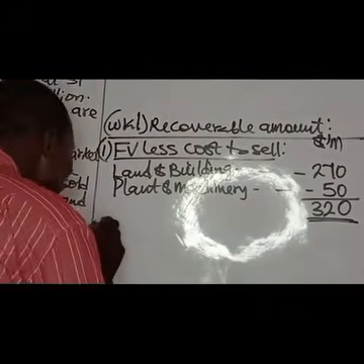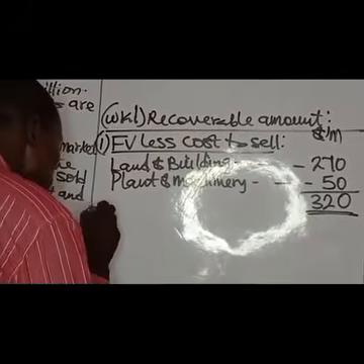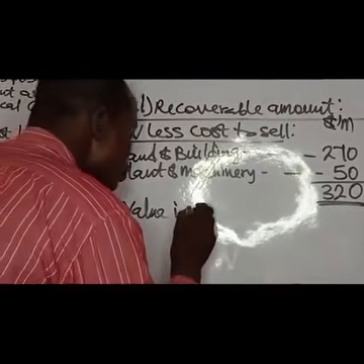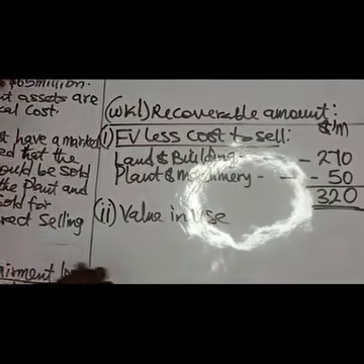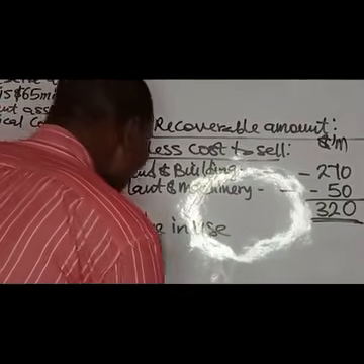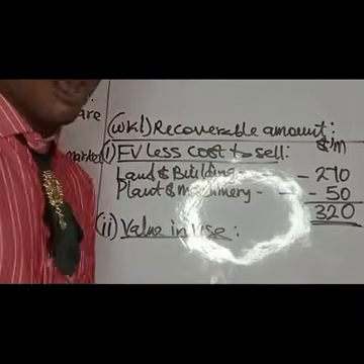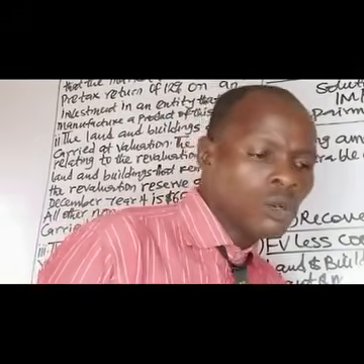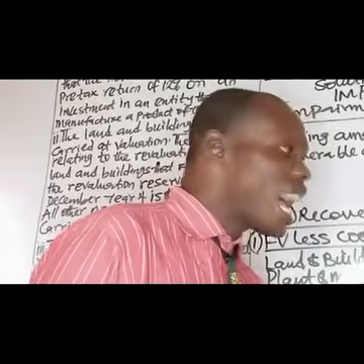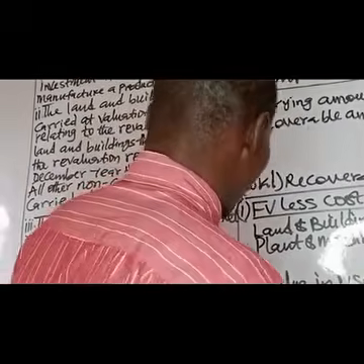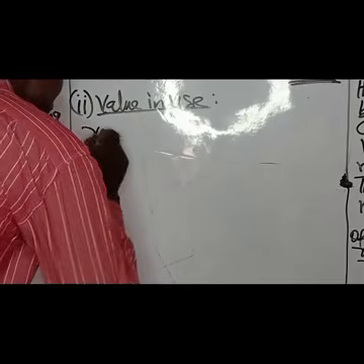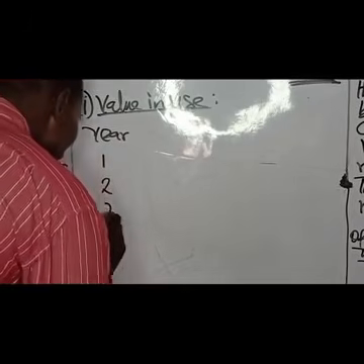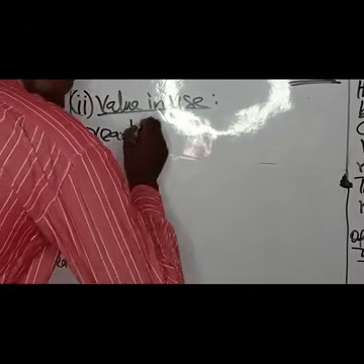Then you also need value in use. We say value in use is the present value of future cash flows. The present value of the future cash flows from the use of an asset. Have year 1, year 2, year 3. We have the cash flows.